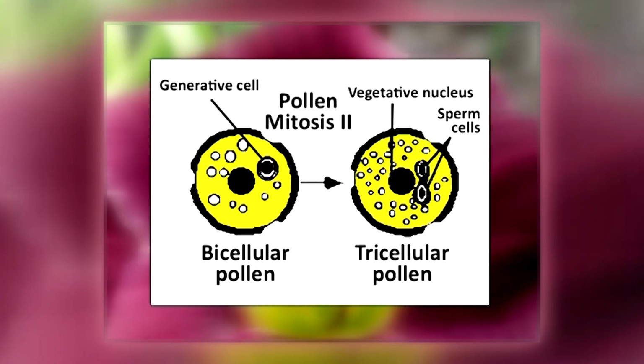Thus, depending upon the division of the generative cell, pollens may have 2 or 3 cells at the time of their release from the anther. Two-celled pollens remain viable for a longer period and can be easily grown in culture medium. On the contrary, three-celled pollens remain viable only for a short time and they cannot be grown in culture medium. Mitotic division of the generative cell results in the formation of two non-motile male gametes.